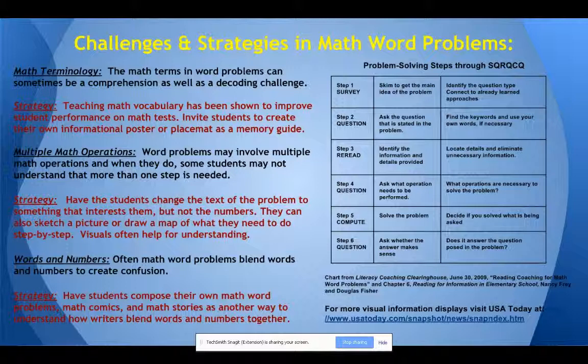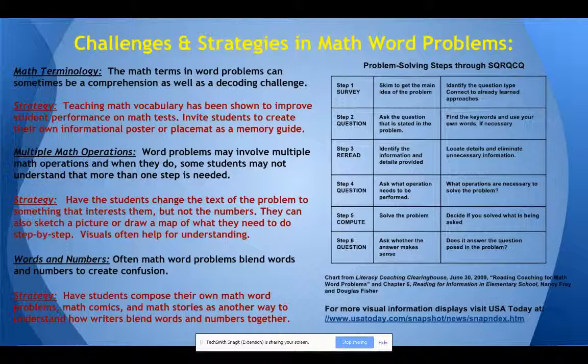Other challenges are math terminology. A lot of math terms are very difficult for students. They don't understand. They can't decode the language. So a strategy for this could be teaching math vocabulary beforehand. This has been shown to improve student performance on math tests better than it has been before. So invite your students to create their own poster or placemat as a memory guide.